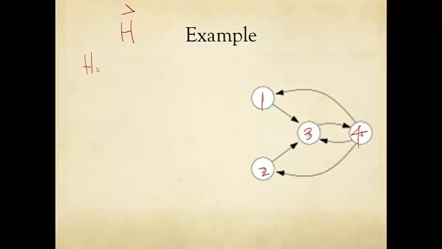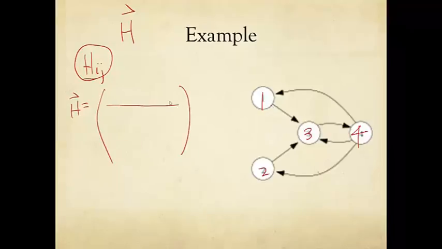Before we define the ijth entry of a generic matrix H for any general hyperlinked web page graph, let's just look at this specific example. I'm going to define the corresponding matrix H, which is 4 by 4, because there are 4 nodes, as the following. Look at node number 1. That will give me the first row of this matrix. Number 1 is pointing to number 3 and no one else.